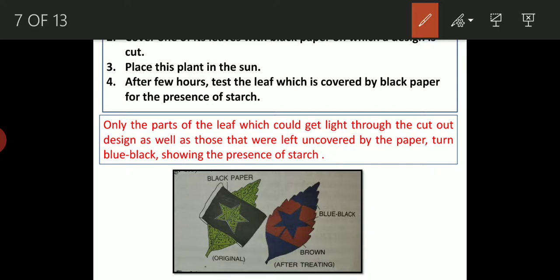bluish black. See, only this portion which has got sunlight through the cutout, this portion, then this portion, that means the greenish portion which has got sunlight, that portion shows bluish black in color. That means the presence of starch. And the black portion which was covered, which didn't get any sunlight, this portion shows brown coloration. That means what? Absence of starch, right?